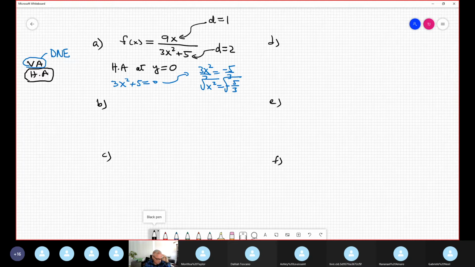Let's do it. The second is g of x, equal to x plus 3 divided by x squared plus 25. Again, horizontal asymptote, vertical asymptote. What do you think? Do we have one or not?